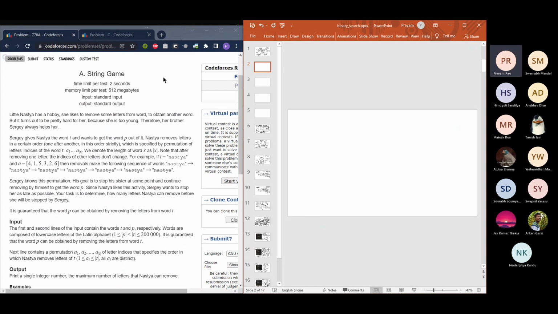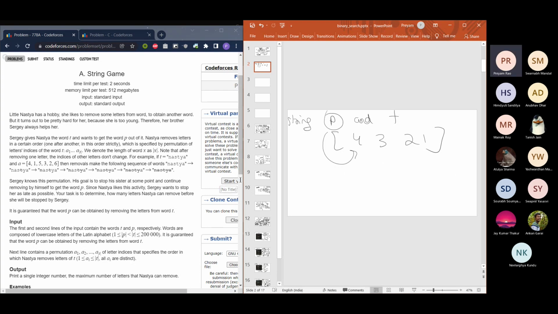So in this problem, we are given two strings. We're given a string P and another string T, right? And we are also given a permutation. Permutation is just numbers where the numbers don't repeat and the numbers are from 1 to n, right? So we're given a permutation of numbers, let's say 4, 3, 2, 1. And these numbers are these, and the character at these numbers are getting deleted one by one, right?